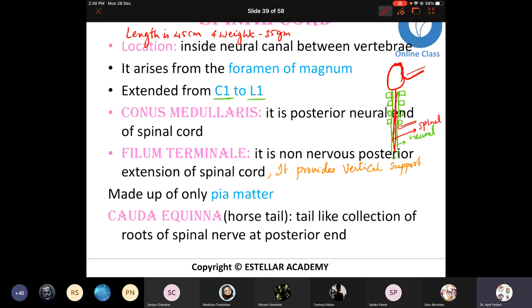So it says, and how does it arise? It arises from the foramen magnum. What do you understand with the foramen magnum? In the skull, see, brain is protected with what? Brain is protected with cranium or skull bones, right? By the skull. And now spinal cord needs to come out. There is a foramen here through which the spinal cord comes out. This foramen is called foramen magnum.